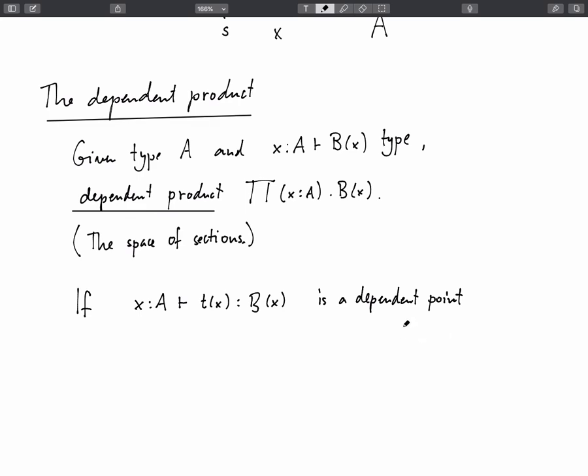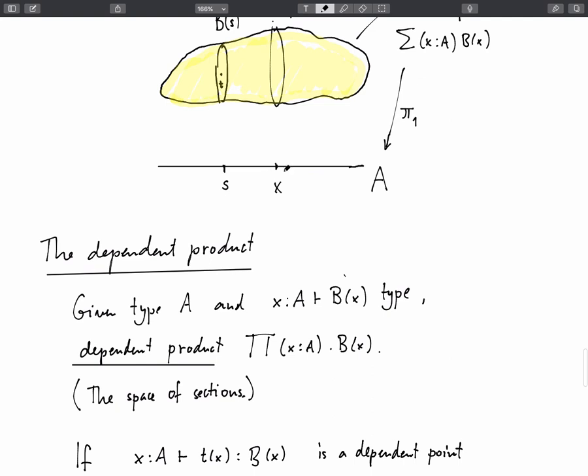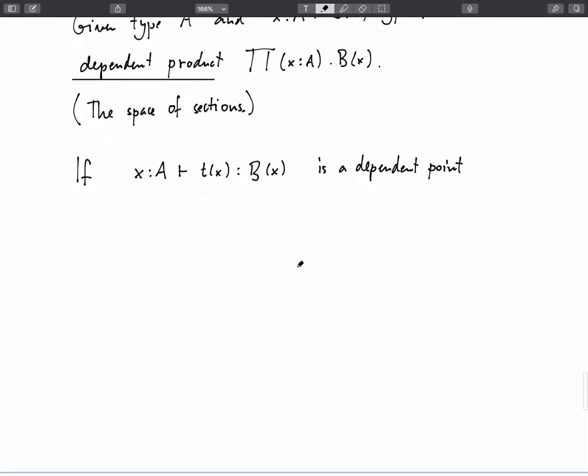If this is a dependent point, what does this mean? If we go back to the previous picture, it means wherever I look, I have a point. Wherever I look, I have a point, but then I have a section. So I just need to package this up. I need some way of packaging this up. I'll package it up in the traditional notation, then explain the same notation.